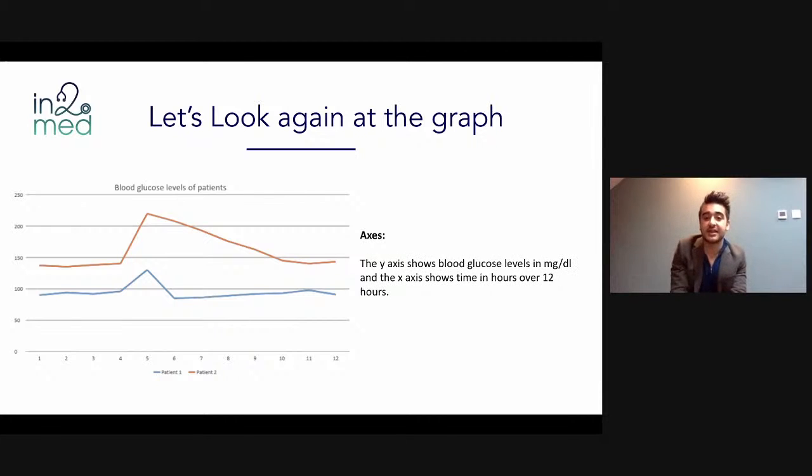The next thing is the axes. The y-axis shows blood glucose and the units were meant to be milligrams per deciliter. And the x-axis shows time in hours, and it covers a period of 12 hours. So already, if you'd never seen this, you could start imagining what the graph will look like.